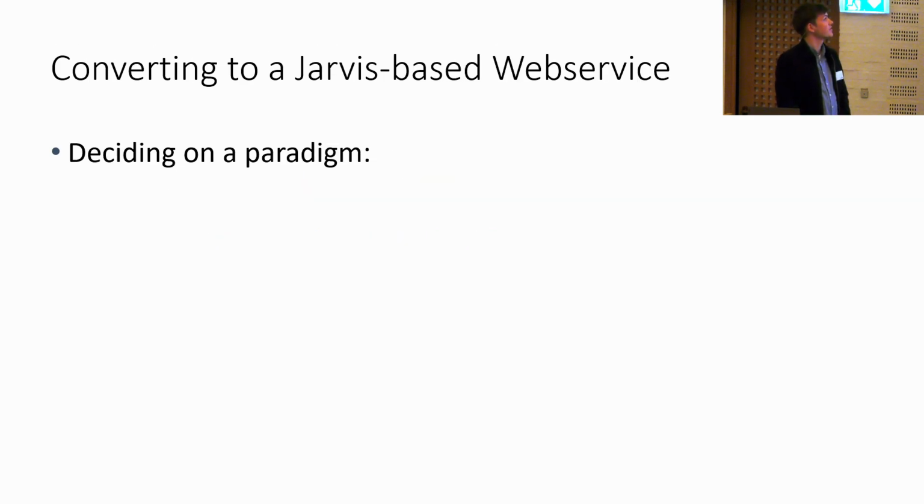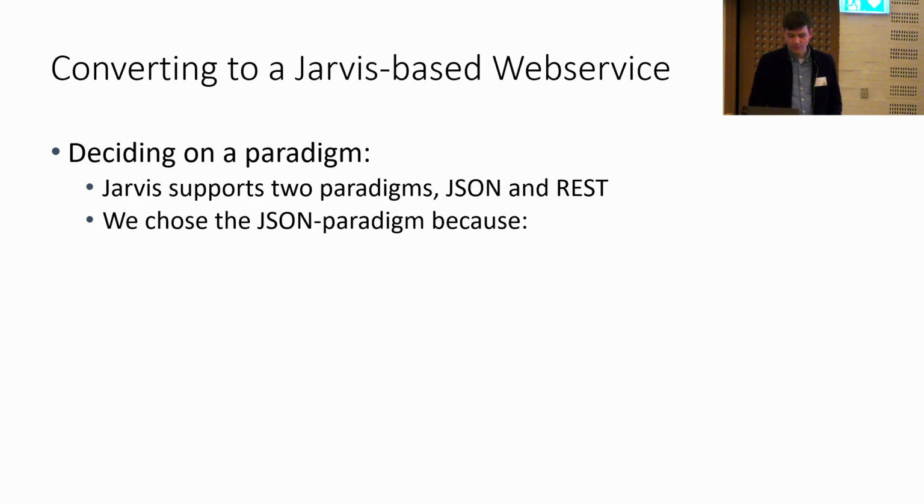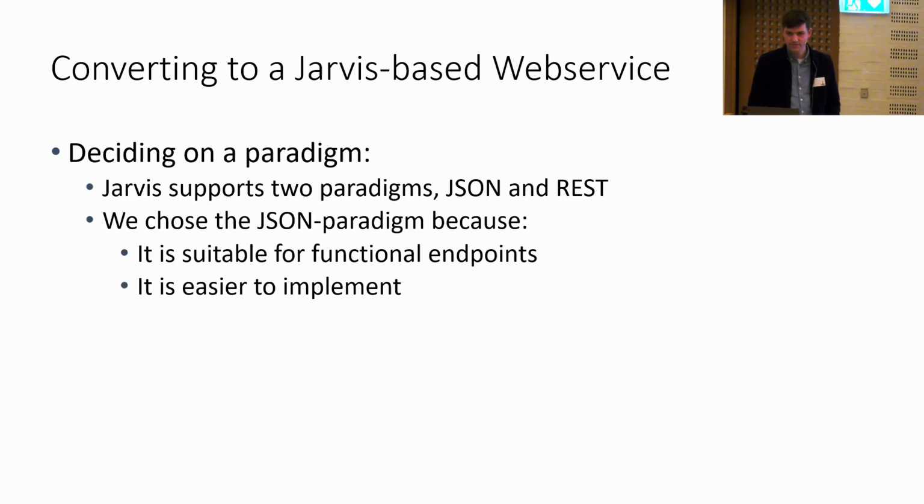So let's move on to the conversion to a Jarvis-based web service. As Brian already said, Jarvis supports two paradigms, JSON and REST. And one of the first things that we had to do was to decide which paradigm actually to use. And we chose the JSON paradigm because it's very much suitable for these kind of functional endpoints that we had. And it is also, in my opinion, easier to implement, at least if you come in with an APL mindset.